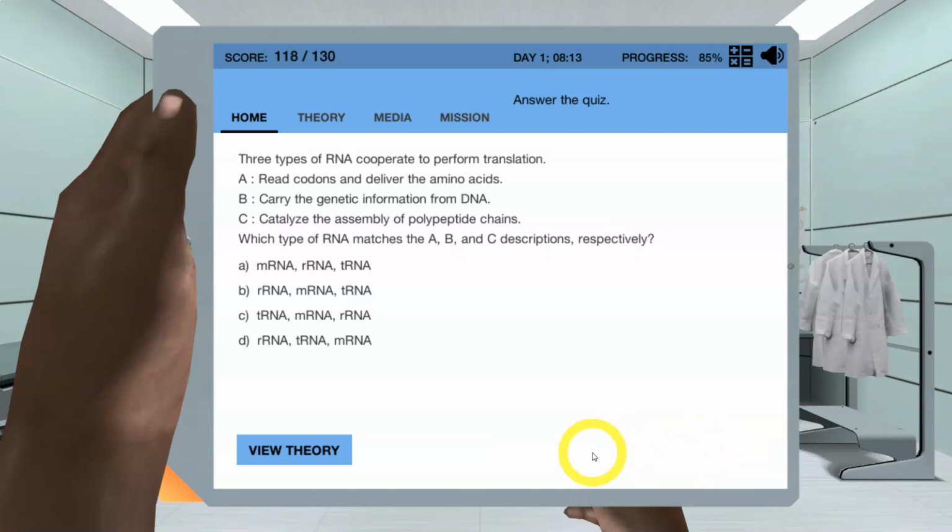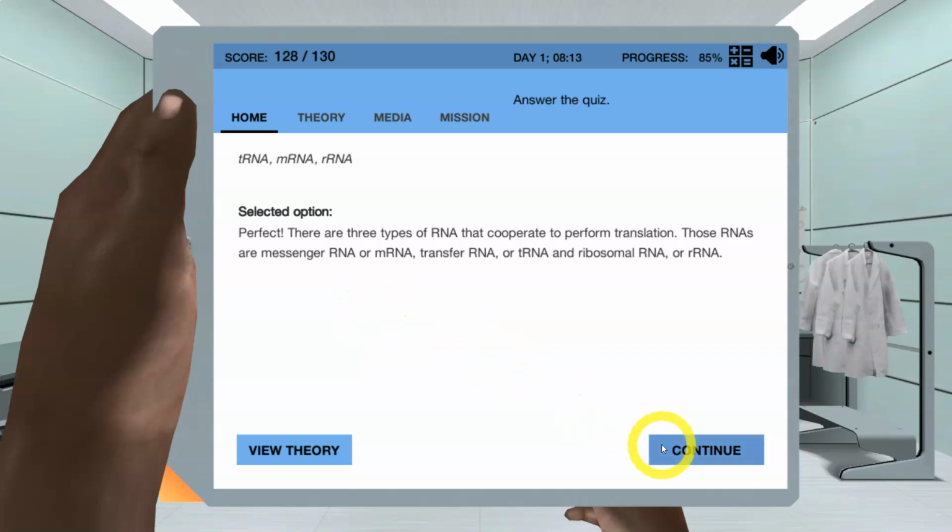3 types of RNA cooperate to perform translation. A. Read codons and deliver the amino acids. B. Carry the genetic information from DNA. C. Catalyze the assembly of polypeptide chains. Which type of RNA matches the A, B, and C descriptions, respectively? There are 3 types of RNA that cooperate to perform translation. Those RNAs are messenger RNA or mRNA, transfer RNA, or tRNA, and ribosomal RNA, or rRNA.